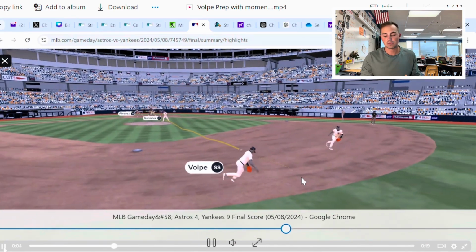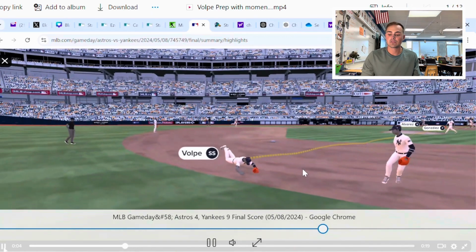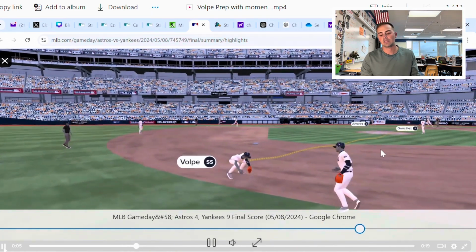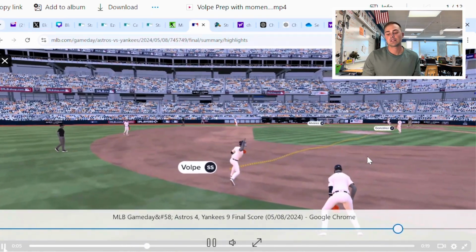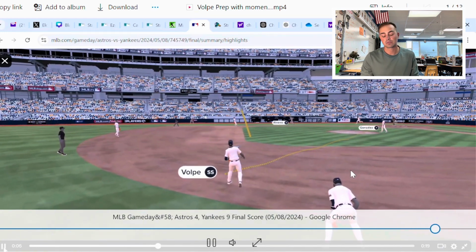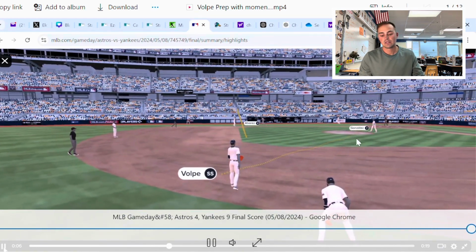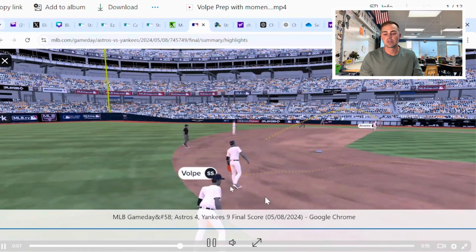Now, that third baseman didn't have a shot at that ball, but if we get something that's hit maybe a little bit slower, something that's more easily recognizable visually, then he'd be able to cut up. But that one's smoked up the middle, and Volpe's got to make a Gold Glover type play to get away with that.